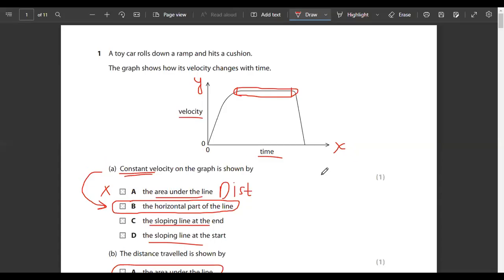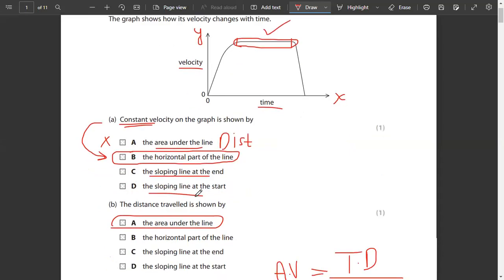तो क्या देख लिया, we had a graph of a toy car that was rolling down a ramp. तो हमने उसके तीन parts को discuss कर लिया. Constant velocity was being shown by the horizontal part of the line. Then the distance traveled was shown by the area under the line or the area under the graph. Area under the line or graph जो velocity time graph का होता है, that always shows you distance.